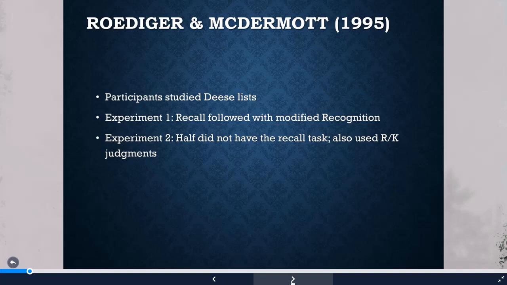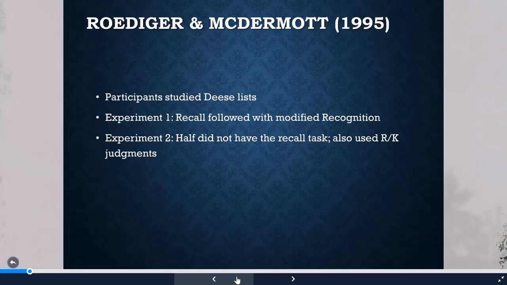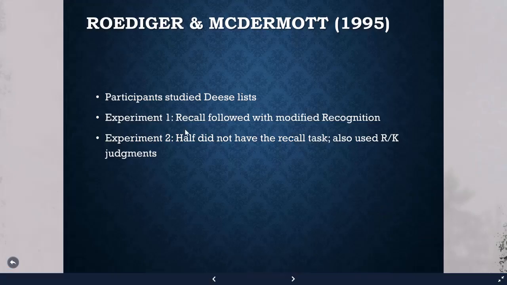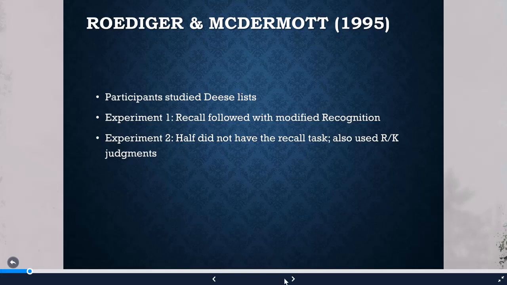Before I go there, in the first experiment, they studied the Deese list. They had a recall followed by a modified recognition. Experiment 2 was much the same, but they had some control procedures, and they also had participants make remember/know judgments. You might remember this from when we were talking about recognition. You give an R response to things that you recollect, or remember a specific part of the learning episode, and K is just a sense of familiarity, because they wanted people to report on their subjective experiences of the test items.